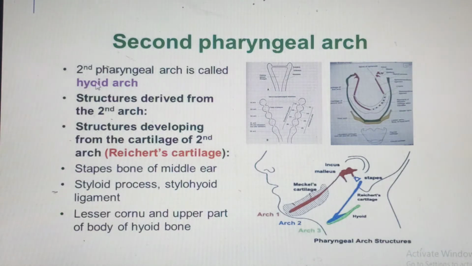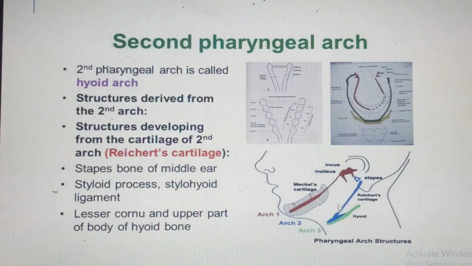Now, because this one we said is also called the hyoid arch, it means that most of the hyoid bone will be developing from it, the upper portion of the hyoid bone. If you look at the hyoid bone, you can see the lesser cornua projecting from the upper part of the body of the hyoid. So the lesser horns of the hyoid bone, together with the upper body of the hyoid, are both superior. They will also be coming from the second pharyngeal arch. So please get to know that.